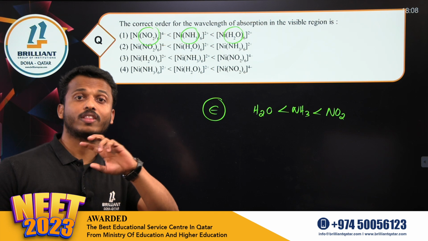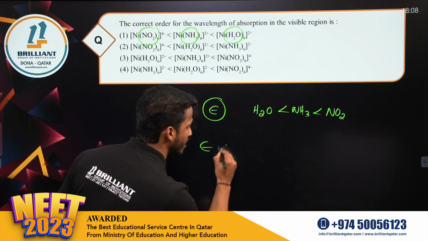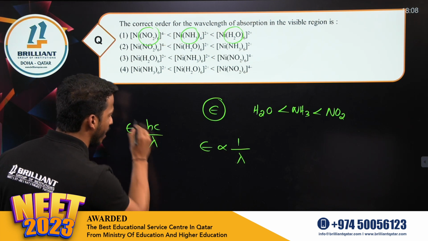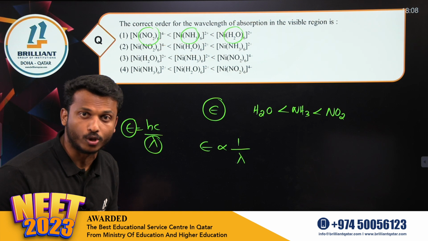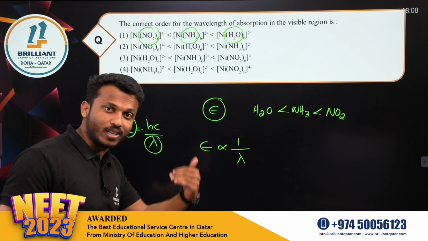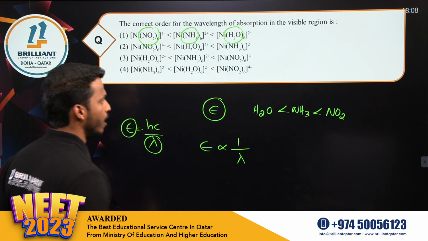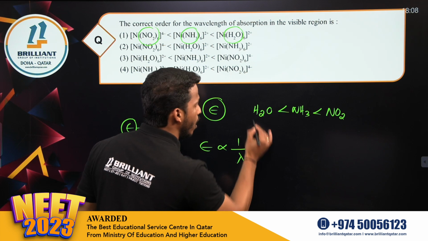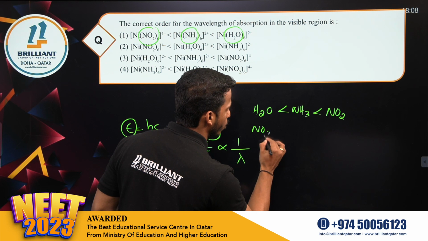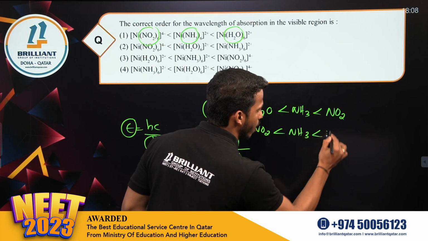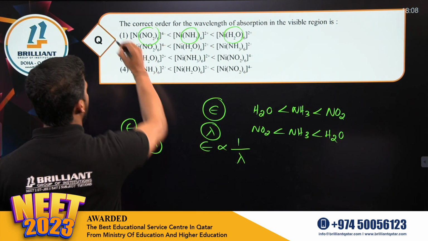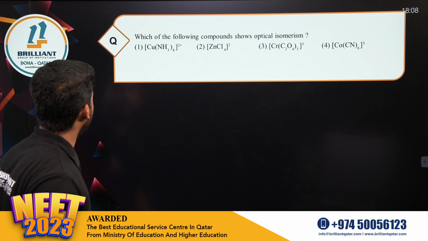But the question is asking about wavelength. Energy is inversely proportional to lambda, because energy is equal to hc by lambda. So what is the correct order of wavelength? The higher the energy, the lower the wavelength, so NO2 has the least wavelength. This is the energy order, so what is the wavelength order? NO2, then amine, then aqua. This is the correct order of wavelength, which you can see in option A, no doubt. Clear all of you?